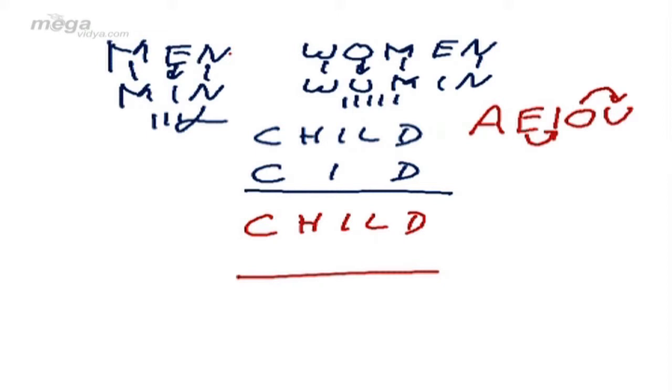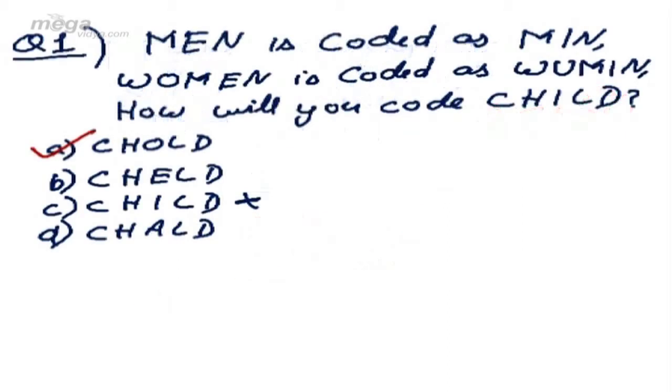So the answer would be C, H, L and D being consonants will remain the same. I being a vowel will convert to the next vowel, which is O: C-H-O-L-D. Therefore, the answer is A part. So A is the correct answer.